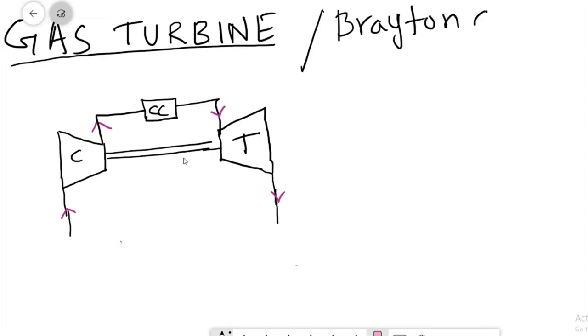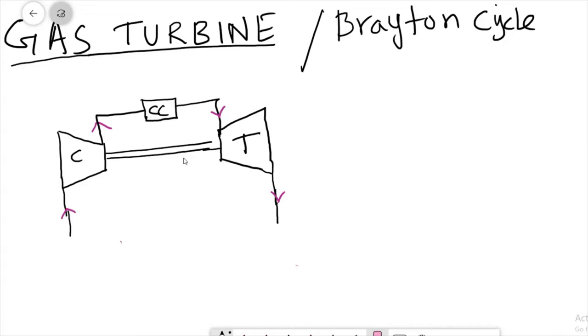This is also called the Joule cycle. So in the Brayton cycle, how is the arrangement? This is the jet, that means a gas turbine. Either it is an open gas turbine or a closed gas turbine, in both cases we are using the Brayton cycle only.